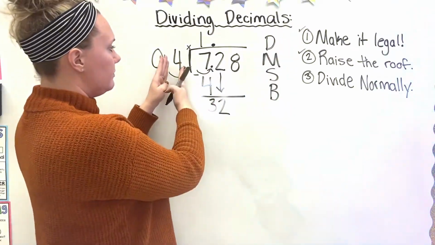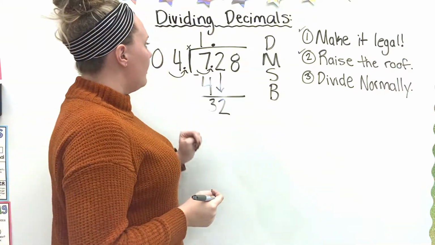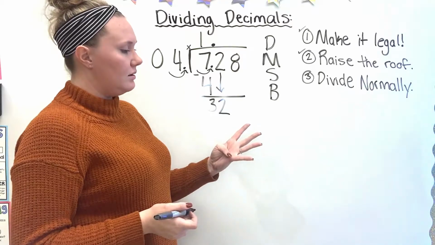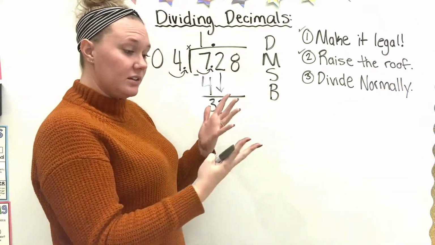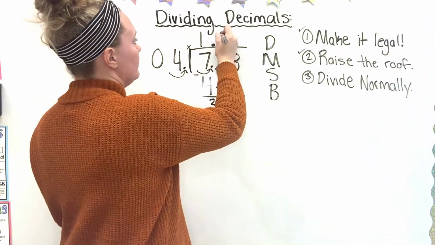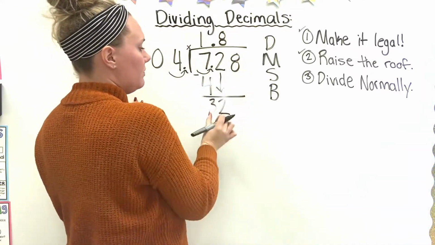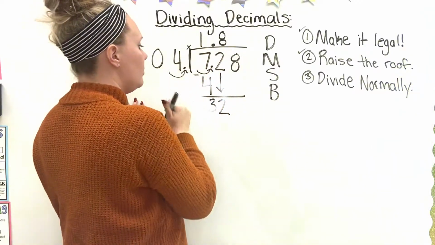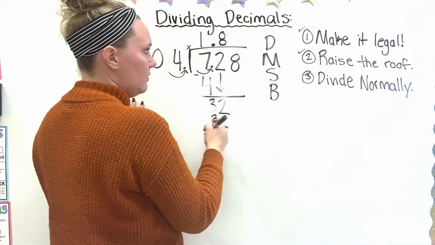So now I have to go back up to the beginning again. How many times will 4 fit into 32? Let's see. 4, 8, 12, 16, 20, 24, 28, 32. 8 fingers. That means 8 times. So I'm going to put it above what I'm working with. All right, I divided. Now I multiply. 8 times 4. Oh, well, that's easy. 8 times 4 is 32.